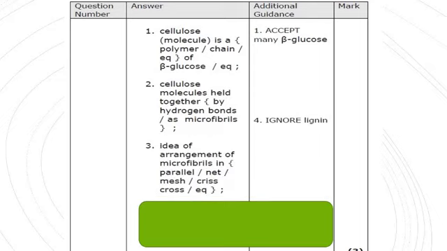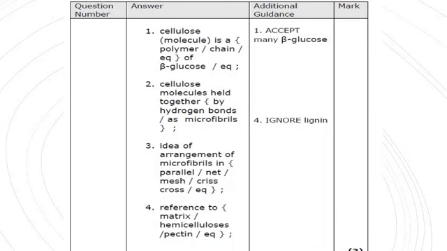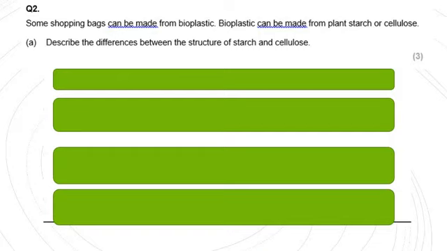Next up, we need to talk about the way that these are laid down. So each microfibril is parallel, but you could also say that layers of microfibrils are arranged in a mesh, or a crisscross. And finally, we could mention the things that hold them together. So there is a matrix, or those cross-links, between hemicellulose and pectin. Score yourself out of 3. And we can get ready for our next question.